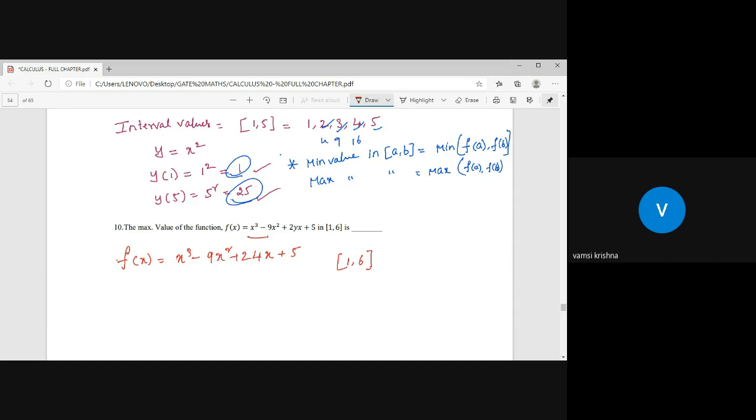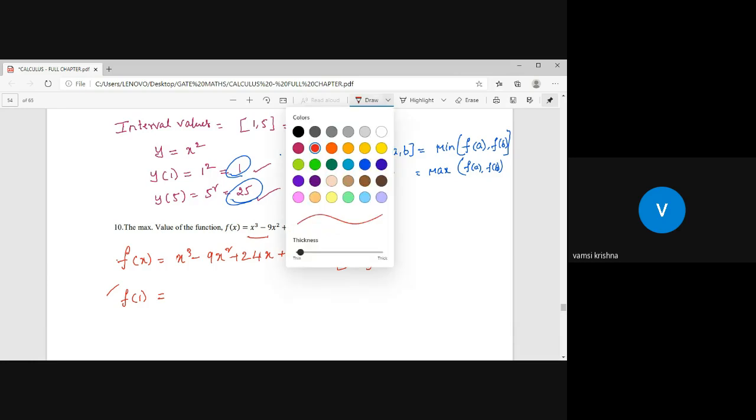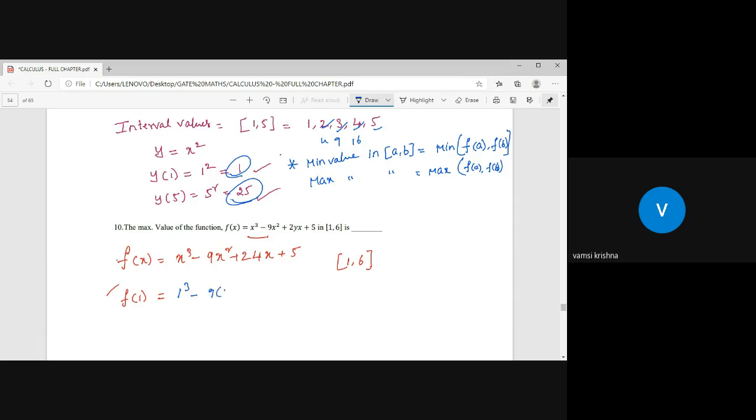In the middle you may have 2 3 4 5, all the things are not required, so you can take f of 1 first. If you take f of 1, what you will get? What will be your f of 1 answer? F of 1 will be 1 cube minus 9 into 1 square plus 24 into 1 plus 5, something you got like this. So 35, 45, and it will be 21.